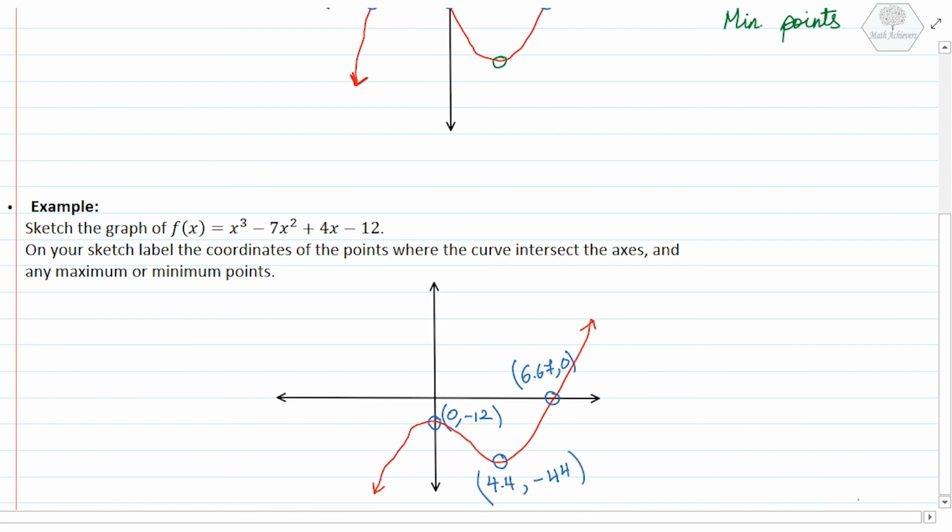By this, we sketched the graph. We wrote the coordinate of the y-intercept, the x-intercept, and the minimum point. It is very important to have very good skills using your graphical display calculator.